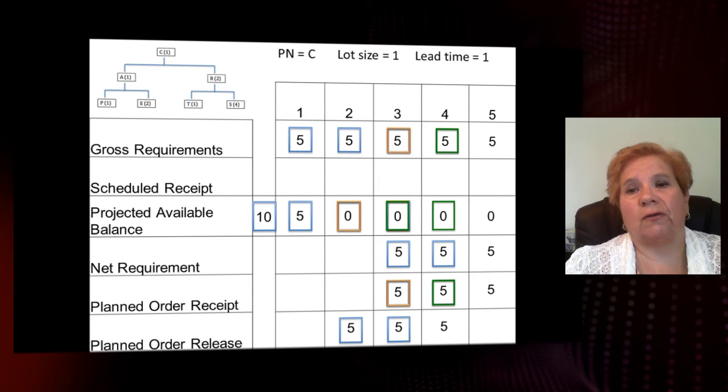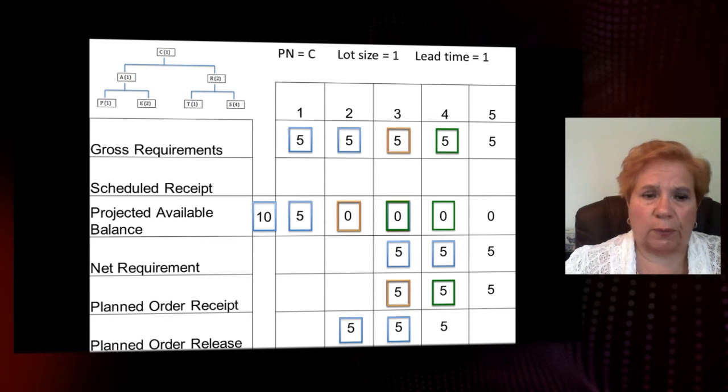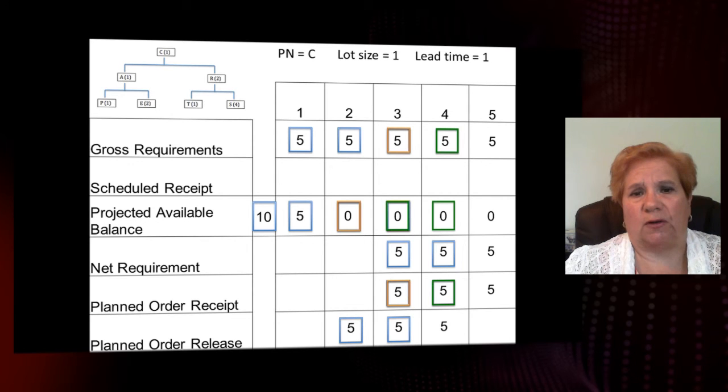Now, we've made it real easy in this example. We have a lot size of 1 and a lead time of 1, and we don't have an open order, and we don't have safety stock or higher lot sizes or allocated scrap factors, but basically all the MRP grids follow these same steps. And we will be talking about all of those different scenarios in the upcoming videos.